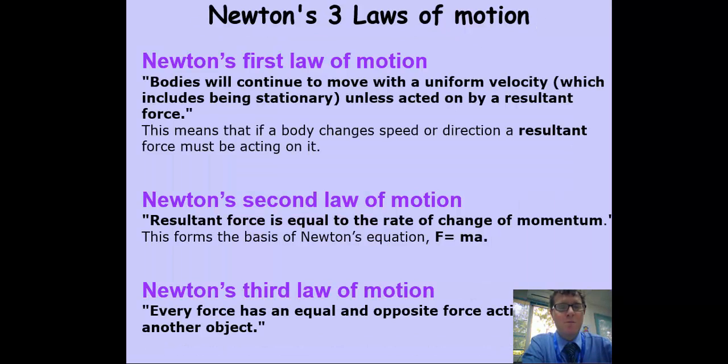So in review, bodies will continue to move with a uniform velocity, including stationary, unless acted on by a resultant force. That means if a body changes speed or direction, a resultant force must have been acting on it. Newton's second law, we recognize that F equals ma. Resultant force is equal to the rate of change of momentum. When we consider momentum in more detail, we'll come back to Newton's second law to prove that point. And finally, Newton's third law: every force has an equal and opposite force acting on another object. Hopefully that's given you a quick review of Newton's three laws of motion.